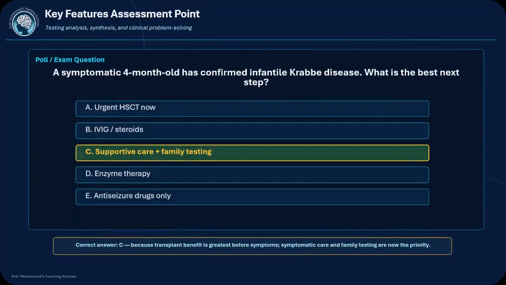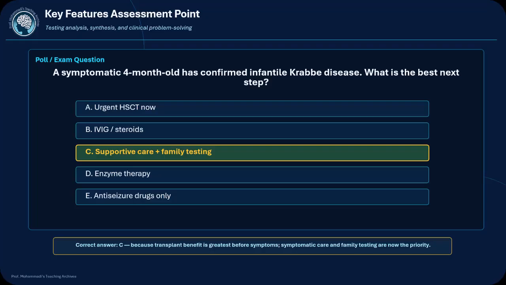This case can also be used as a high-level key features assessment question. The question asks, a symptomatic 4-month-old has confirmed infantile Krabbe disease. What is the best next step? Urgent HSCT is not the best answer once the infant is clearly symptomatic, because transplant benefit is greatest before symptom onset. IVIG and steroids would be inappropriate because this is not an acquired immune neuropathy.